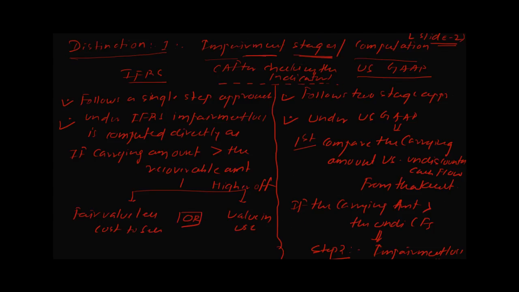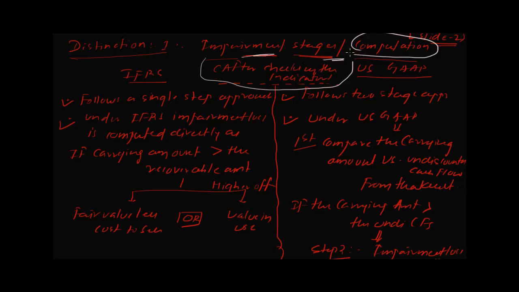Distinction 1, impairment stages and the computation. So we are discussing this step after checking the indicators. My primary assumption is that you have a basic understanding of how we book impairment under the IFRS or under the US GAAP. The first thing we do, we check for the indicators.